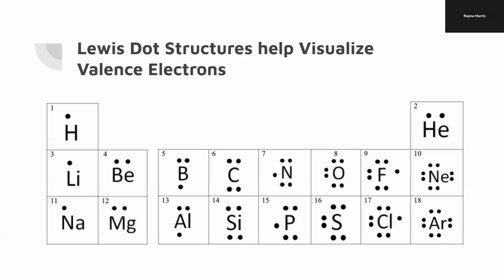Boron and aluminum, they're in the third column, ignoring the D block. They have 3 electrons in their outer shell. Carbon and silicon have 4. Nitrogen and phosphorus have 5. Oxygen and sulfur have 6. Fluorine and chlorine have 7. Helium, neon, and argon. Helium has 2, because it can only have 2 in its outer shell. Neon and argon have 8.